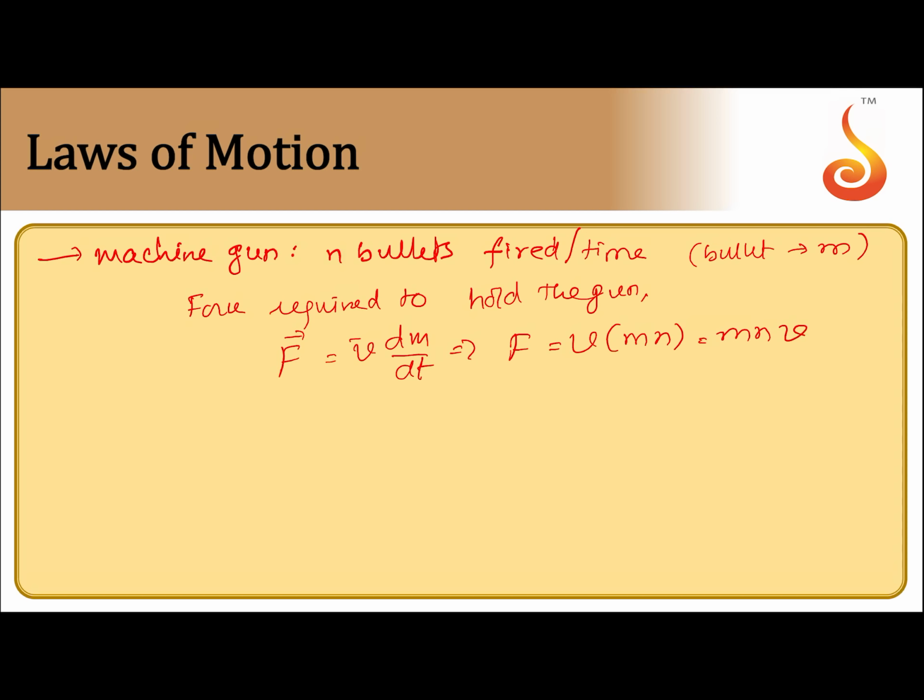Okay, so remember this one. v is the velocity of each bullet, n is the number of bullets fired per unit time, or per second, and m is the mass of each bullet. Then the force required to hold the gun is given by v dm by dt, and dm by dt, that's the rate of change of mass, is nothing but mn, and that is finally mnv as far as force is concerned.